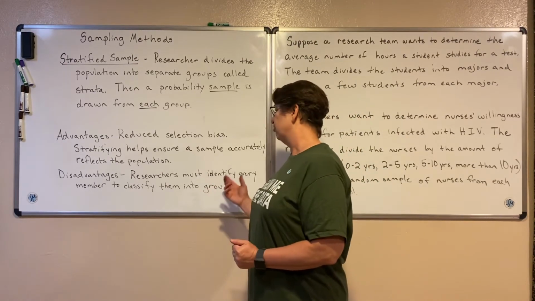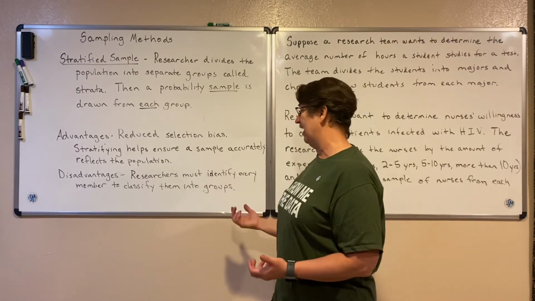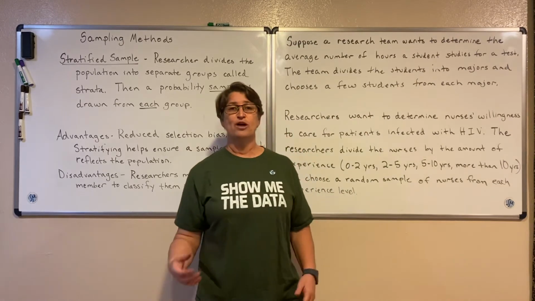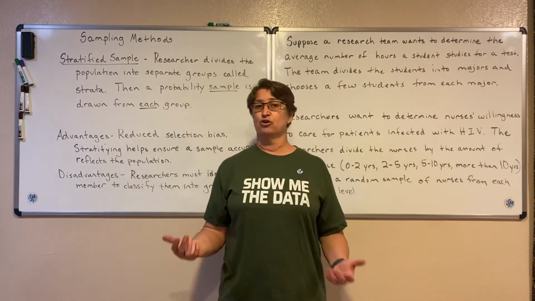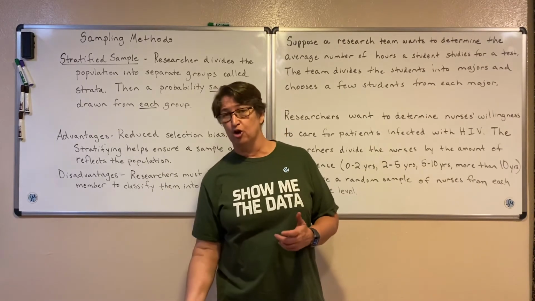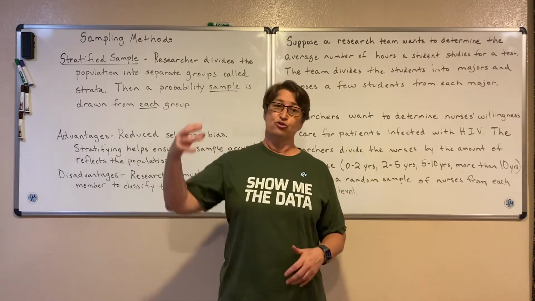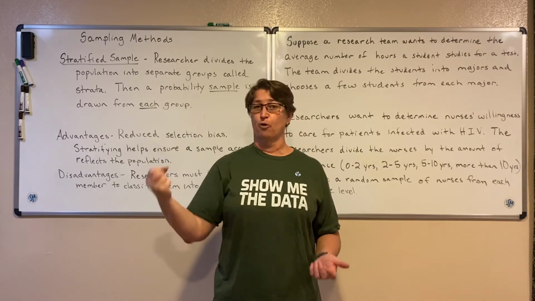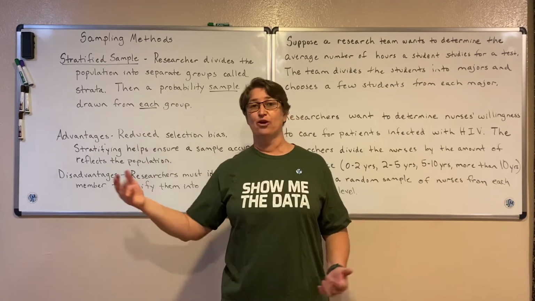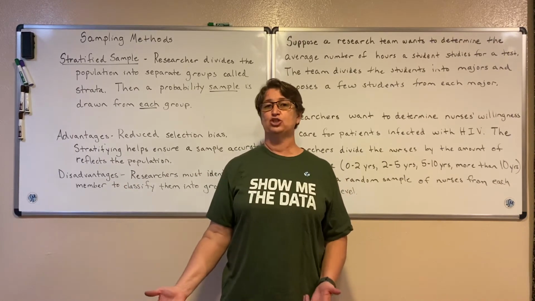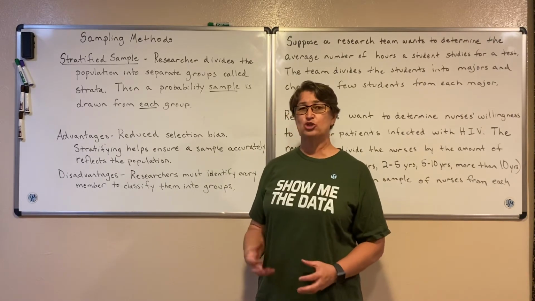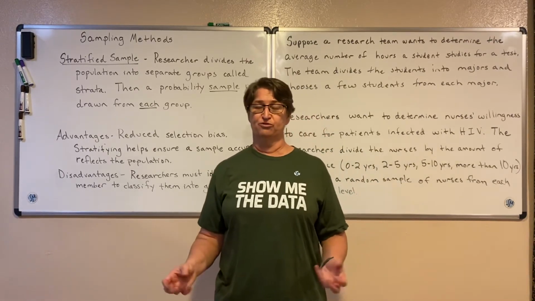method is that the researchers must identify every member in the population to classify them into groups. So if you're looking at, maybe the dirt, and you don't realize that there's a layer down below that you've missed, well, then you may not grab all the dirt from all the different layers. Or if you're looking at people, maybe you miss an entire ethnic group of your population. So that is one difficulty with the stratified sample, is to make sure that you've included all the groups.